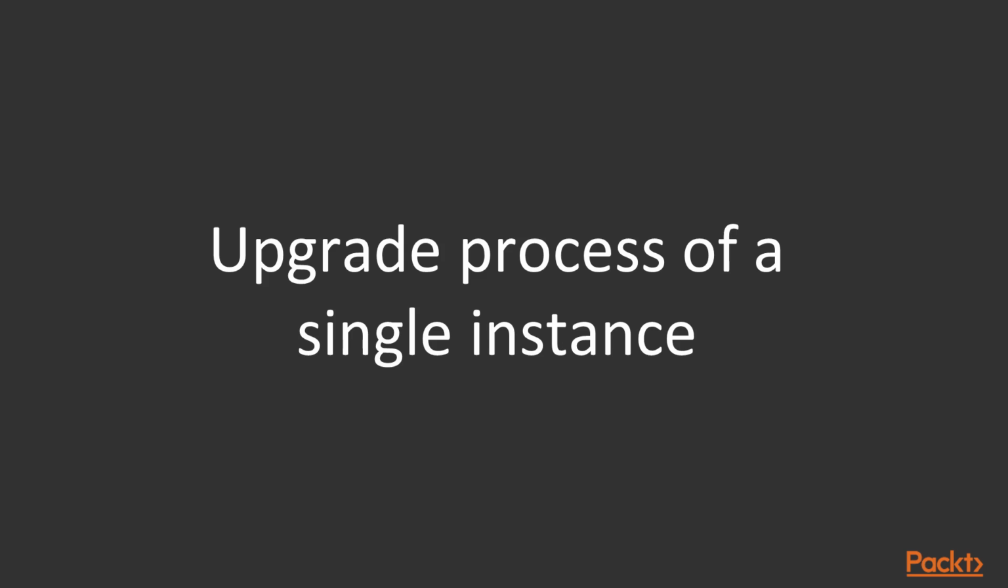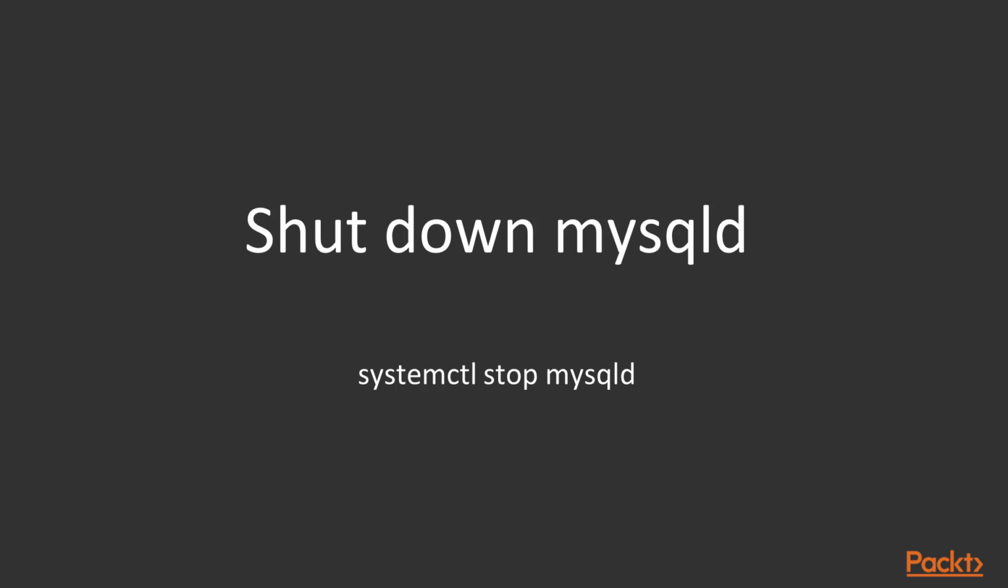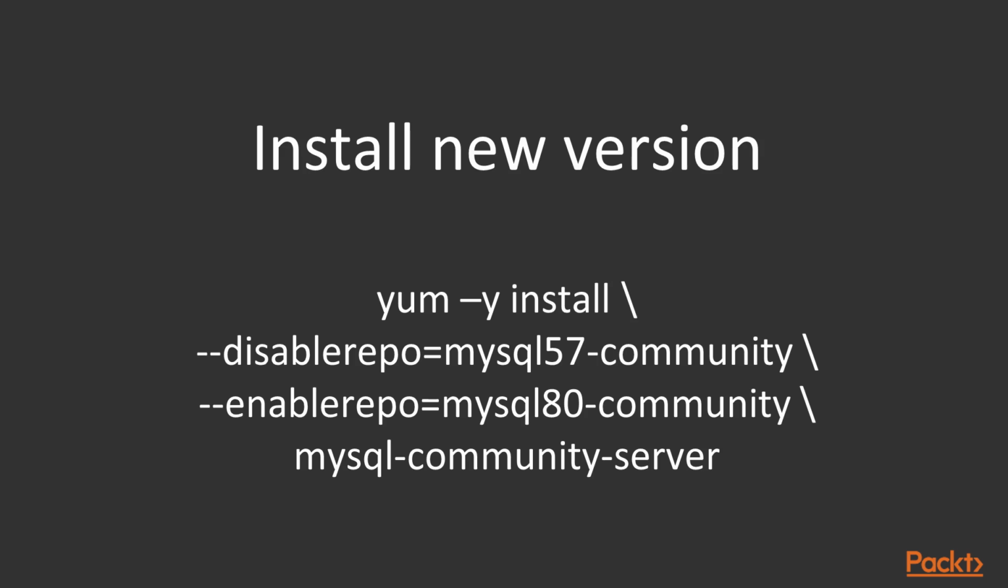Let's discuss the upgrade process of a single instance. First, shut down mysqld. In order to be able to do this, there should be no application traffic on the instance. Because testing slave is dedicated for testing purposes, we can do this easily. Install the new version. The installation method may vary based on the operating system and what installation method is used. In the lab, we will use the command above to upgrade to the newer version.